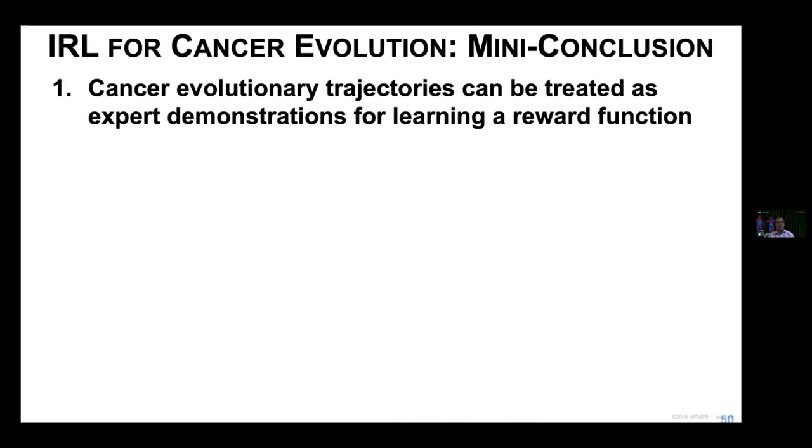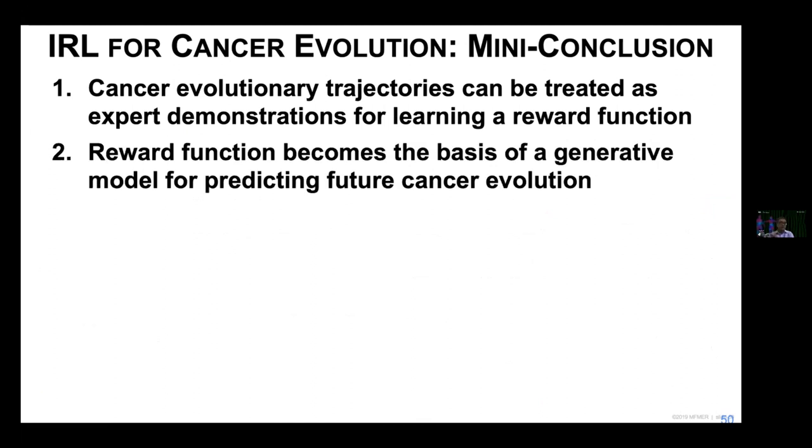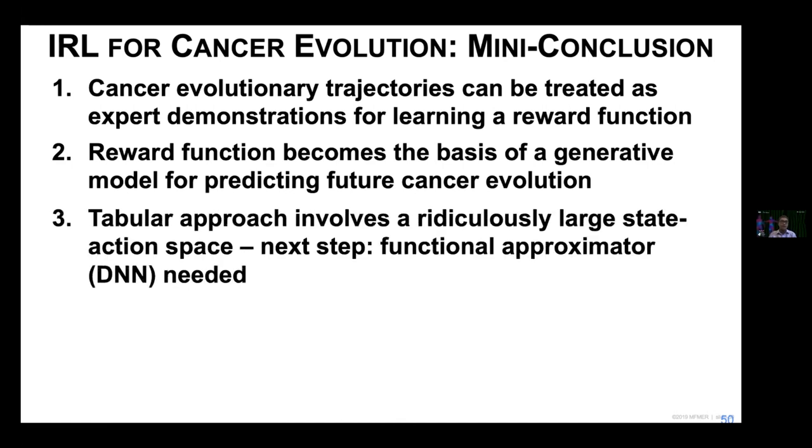So just to conclude, cancer evolutionary trajectories can be treated as expert demonstrations for learning a reward function. We managed to prove this paradigm works. The interesting thing about it is a reward function is not only a descriptive paradigm, but is also the basis of a generative model. You can use a reward function to then actually play the game of cancer and play it into the future, therefore predicting future cancer evolution, and that is something that we're probing very deeply right now.